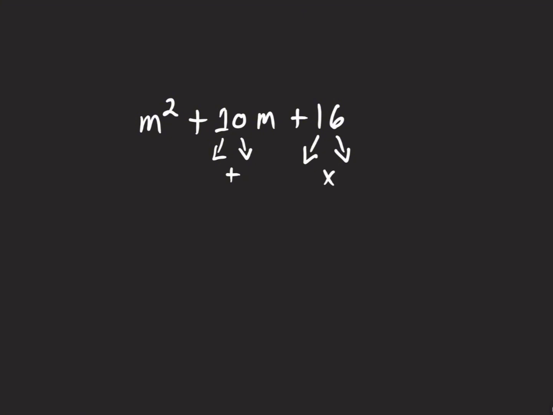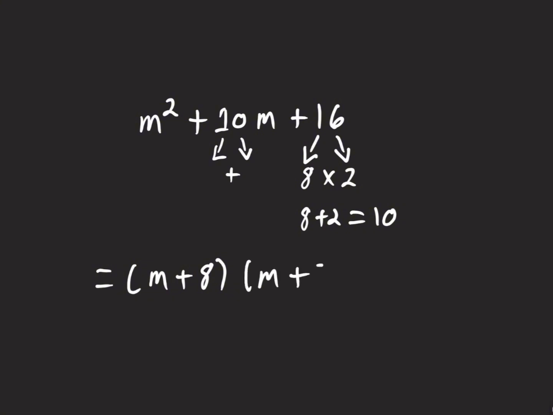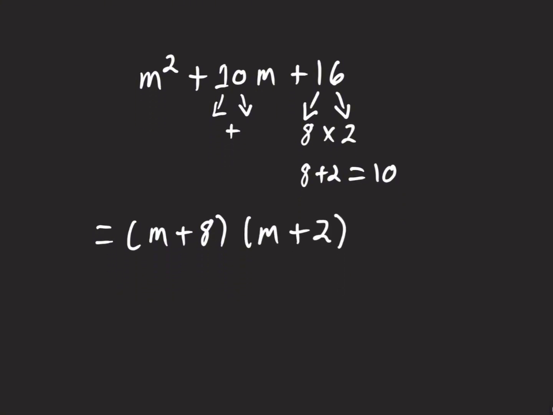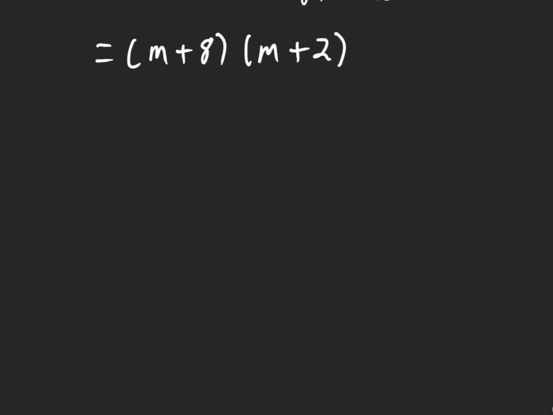So let's think about this. Well, 16, we have 8 times 2. And if we add those together, right, 8 plus 2 is equal to 10. So starting off here, we're going to get this is equal to bracket m plus 8, bracket m plus 2. Okay, let's go on to our next one here.